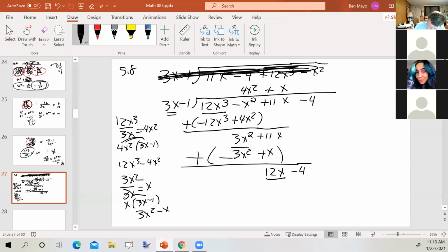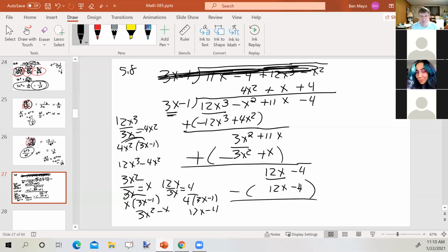Leading term divided by leading term. 12x divided by 3x is 4, so plus 4. 4 times 3x minus 1 is 12x minus 4. We subtract that from what's up above, change it to addition of the opposite, and we get 0 remainder. So the final answer is the quotient, and there is no remainder. That and 50 cents will get you 2 quarters.